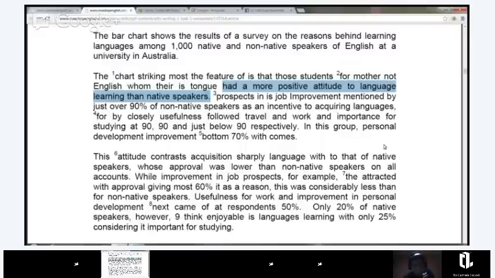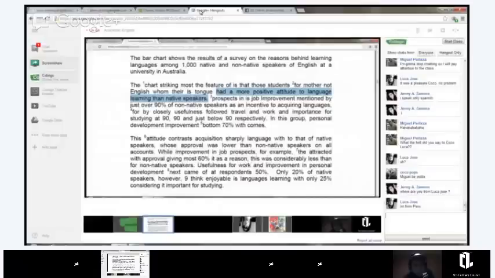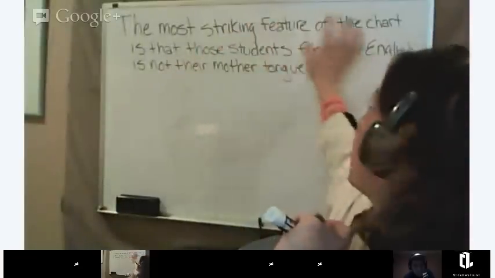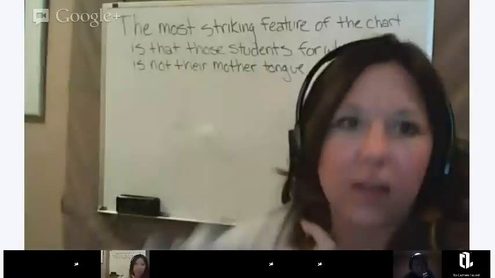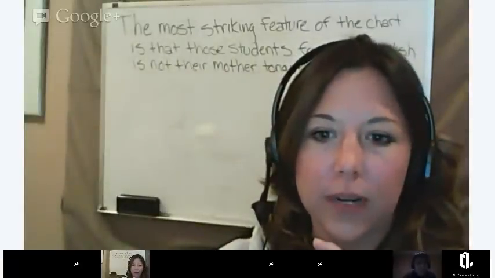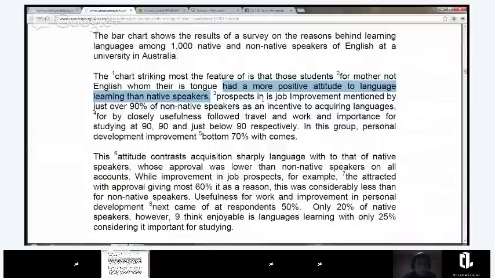Okay. So you would say, the most striking feature of the chart is that those students for whom English is not their mother tongue had a more positive attitude to language learning than native speakers. I wish there was an easier way to do this than going back and forth with the screen share. So, for whom English is not their mother tongue. Okay?